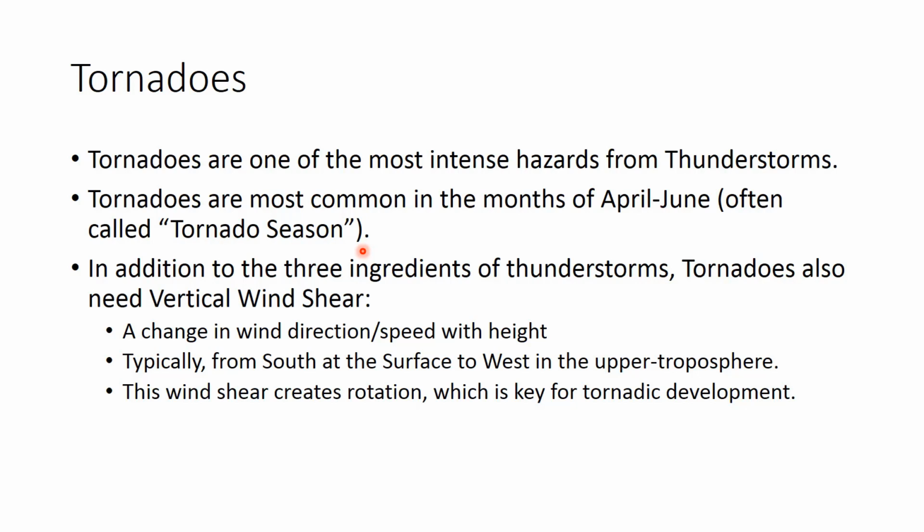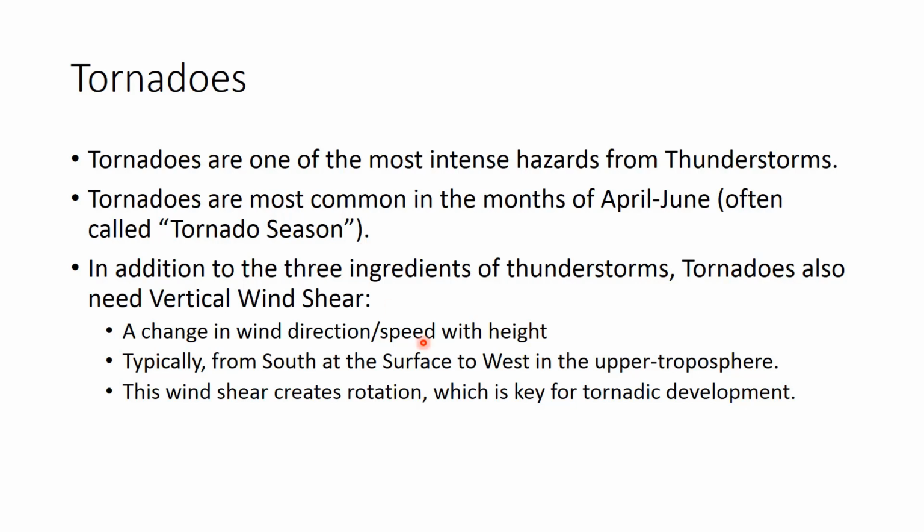And so think about this. If you were to launch a balloon on the surface of the Earth and it were to float up, as it's floating up, the wind that is pushing it may actually change directions or even change speeds as the balloon is rising. That's what vertical wind shear is.